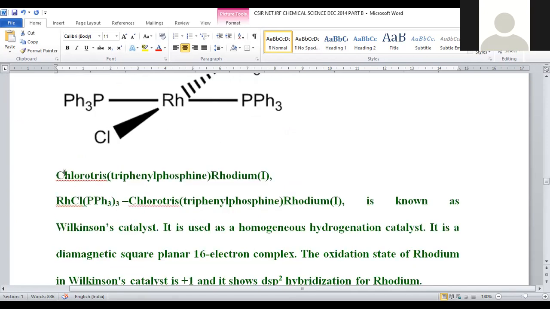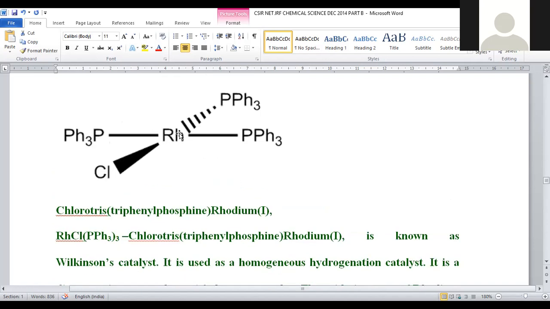What will be the IUPAC name of this compound? Chlorotris(triphenylphosphine)rhodium(I). So here around rhodium, tris triphenyl. Being it is a complex ligand, you have to assign tris. If it is a simple ligand, you can say tri. If complex ligands are there, you have to indicate tris. In order to assign the IUPAC name, we have to follow the alphabetical order. In the alphabetical order, phosphine and chloro, C will come first. That's why chloro will be indicated first, followed by tris triphenyl phosphine.